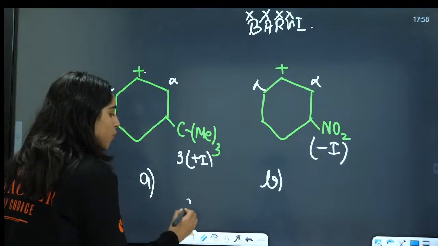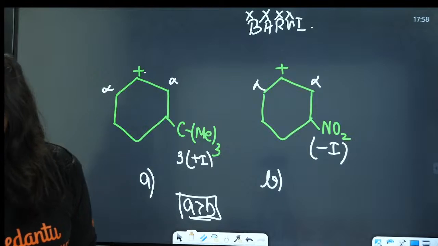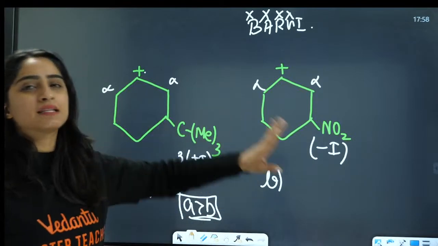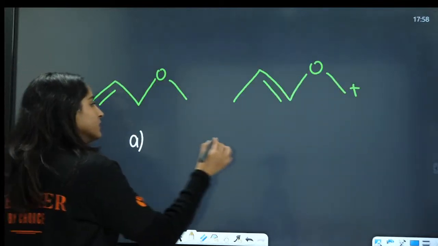So A is more stable than B. Very good. Here we applied only the inductive effect, nothing else, no combination, just the inductive effect.